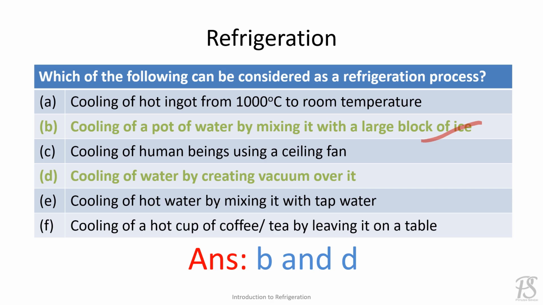The other cases, that is A, C, E, and F, are not refrigeration processes. Case C is an example of evaporative cooling, but the final temperature is much closer to the ambient temperature. The other cases are examples of spontaneous cooling processes where heat flows from a body at a higher temperature to a lower temperature, which in these cases is the room temperature or ambient temperature.